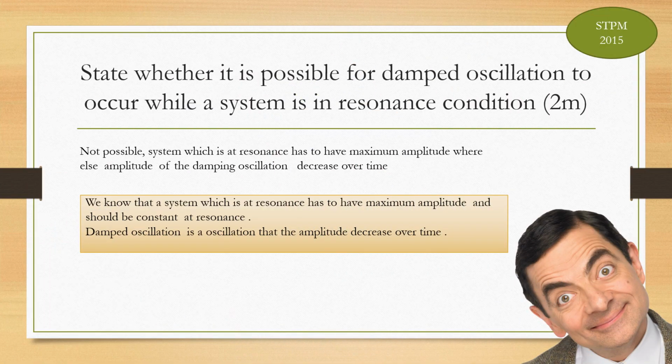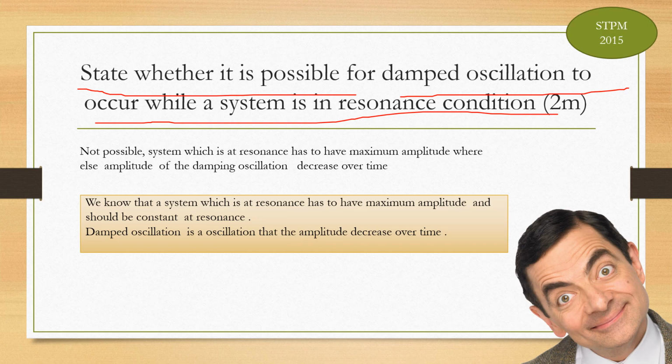The question is: state whether it is possible for damped oscillation to occur while a system is in resonant condition. This is 2 marks. This question came out in STPM 2015. Before we answer this question, you realize that they ask you first to state whether it is possible, 1 mark, for damped oscillation to occur while the system is in resonant condition. Explanation, another 1 mark.